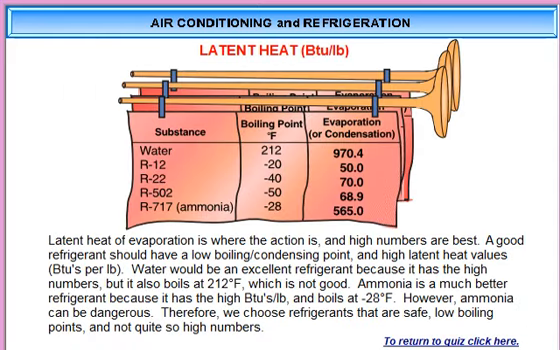Latent heat of evaporation is where the action is, and high numbers are best. A good refrigerant should have a low boiling condensing point and high latent heat values, or BTUs per pound. Water would be an excellent refrigerant because it has the high numbers, but it also boils at 212 degrees, which is not good. Ammonia is a much better refrigerant because it has the high BTUs per pound and boils at 28 below zero. However, ammonia can be dangerous. Therefore, we choose refrigerants that are safe, with low boiling points, and not quite so high numbers.